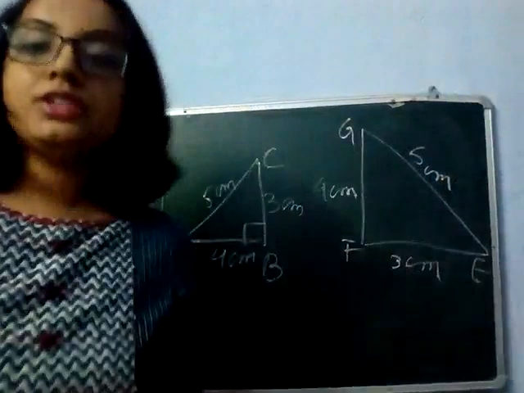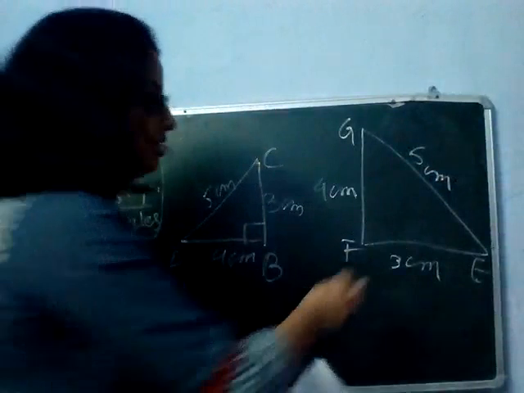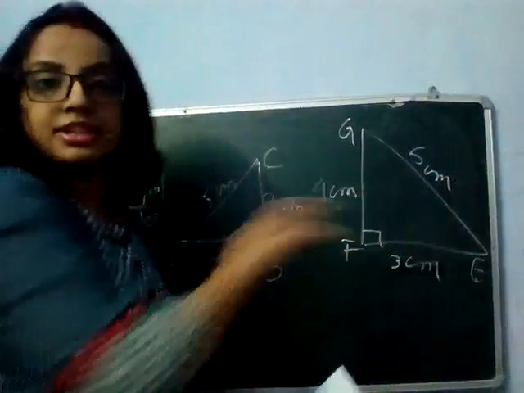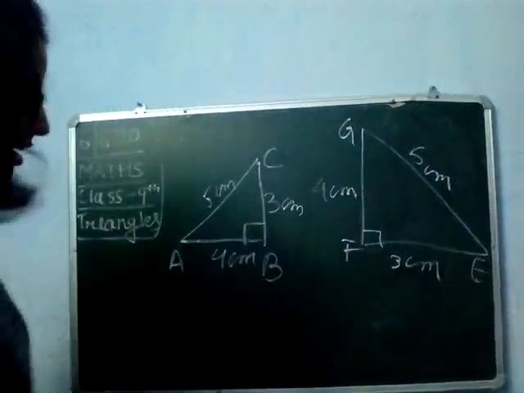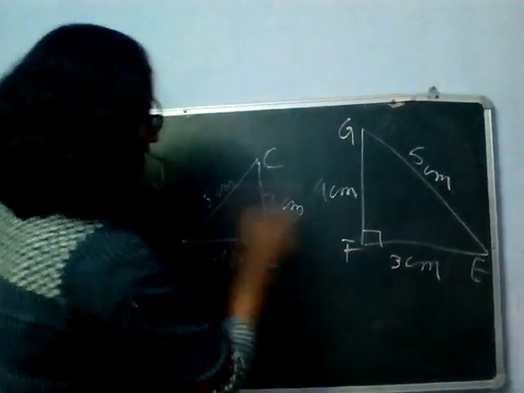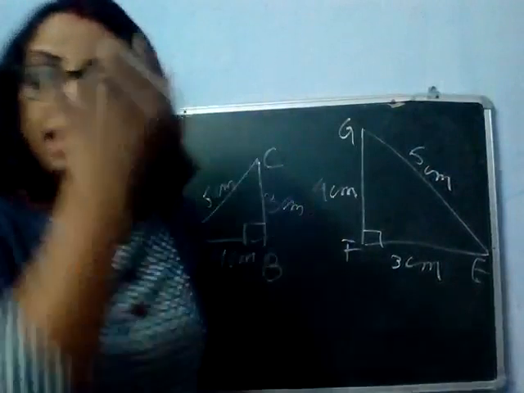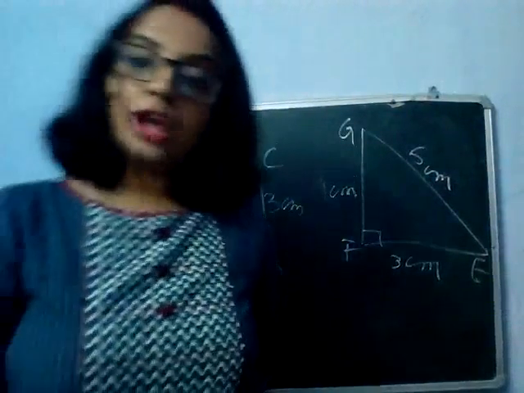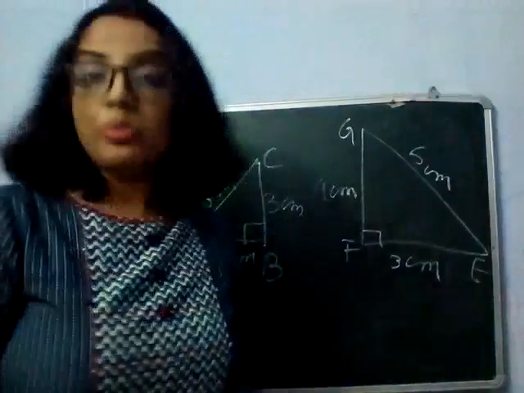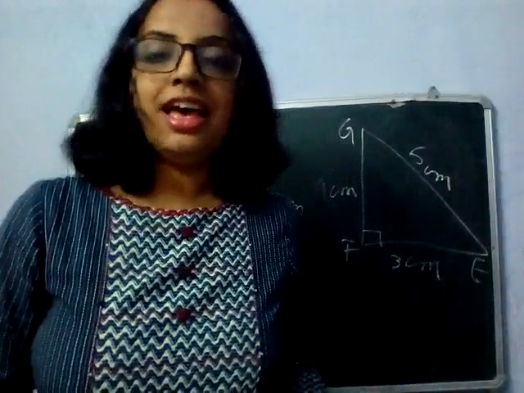So my question is, how are you going to denote these two triangles? Here we see 4 centimeters and 4 centimeters, 3 centimeters and 3 centimeters, 5 centimeters. It means these two, and one angle is 90 degrees. So these two triangles are congruent, and it is also mentioned that these two triangles are congruent. So now let's denote these as congruent.